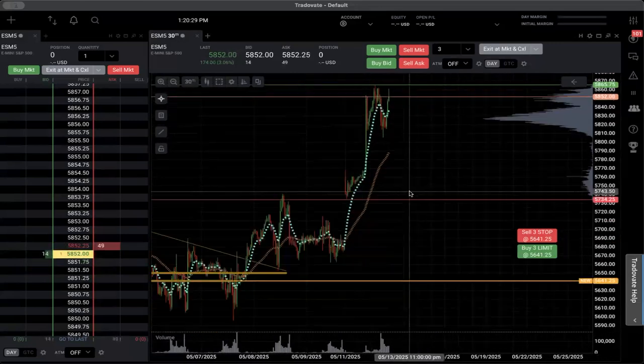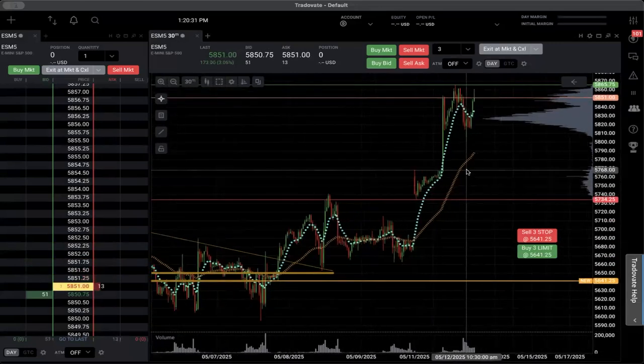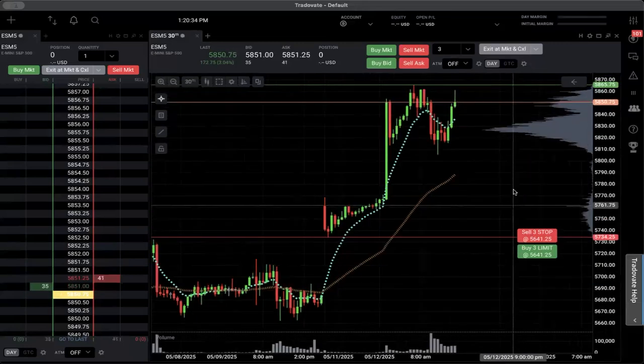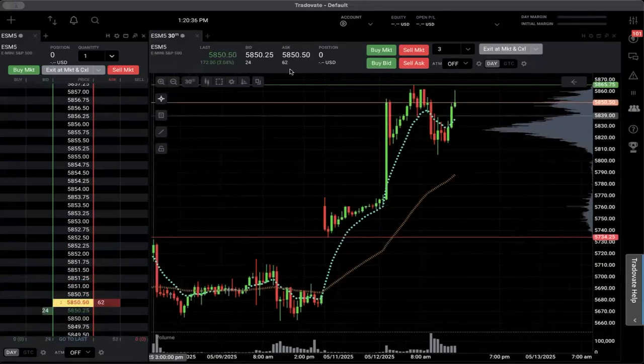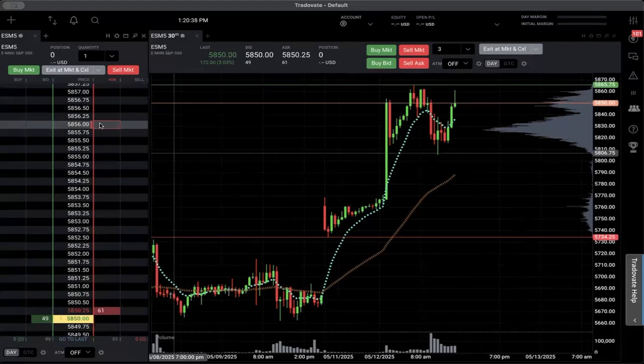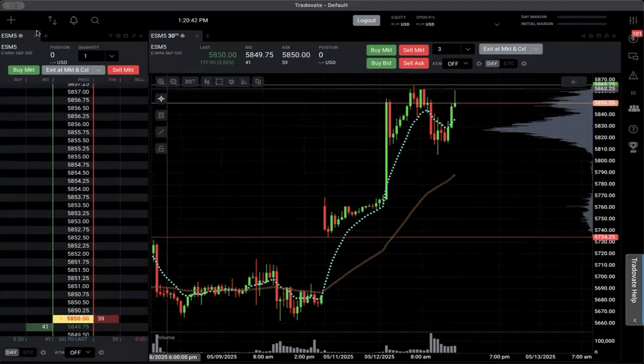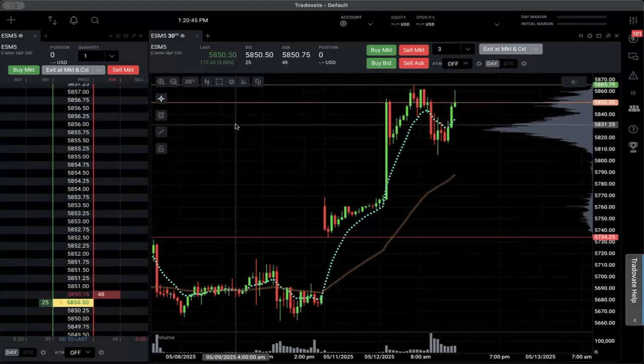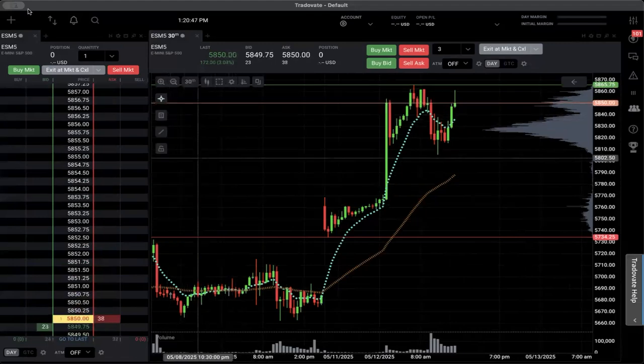So as far as getting into a trade on the Tradovate platform, there's two ways you could do that. You could still see my screen, correct? I do. All right, so there's two ways you could do that. You could either do that here on the left side or here on the right side, and I'll show you how to do both, okay?